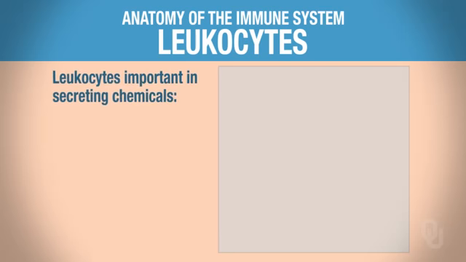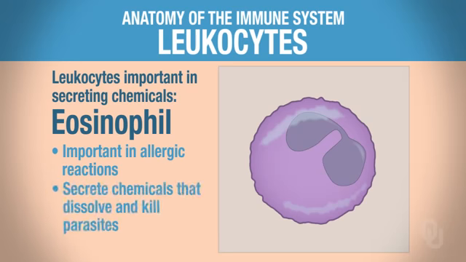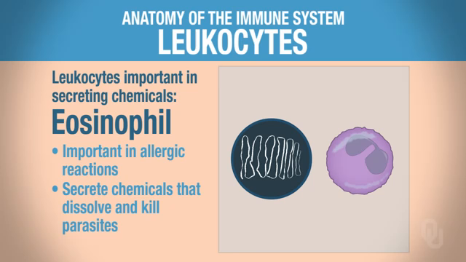Okay, then you have other leukocytes that are important in secreting chemicals. For example, eosinophils. So when you think about eosinophils, these are white blood cells that are really important in allergic reactions, but they're also very important in that they secrete chemicals that will dissolve or kill parasites. So from before when I mentioned that you could have a tapeworm that's 8, 10, 12, 20 feet long, there's no way for an eosinophil to engulf a worm of that size. And so rather than engulf it, eosinophils can actually secrete these chemicals that dissolve them.